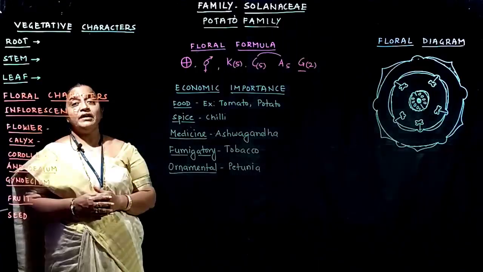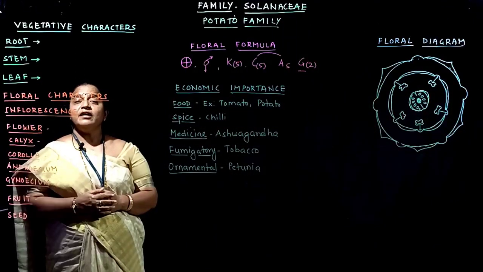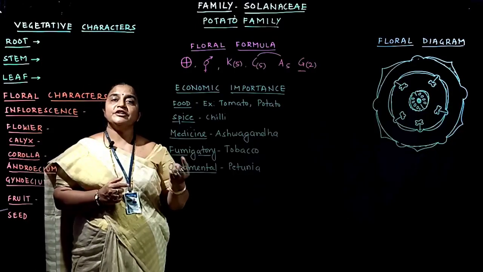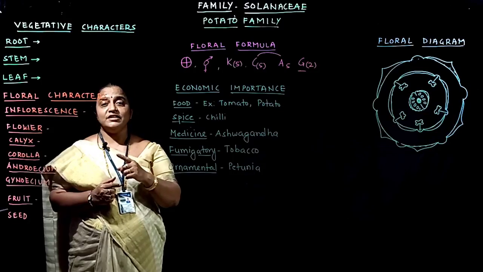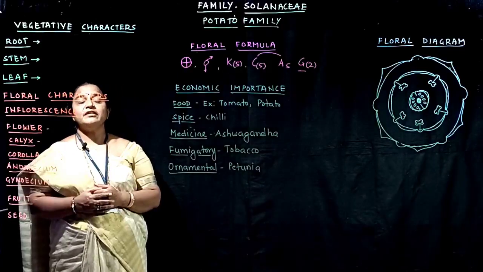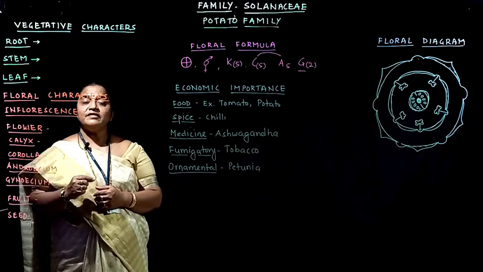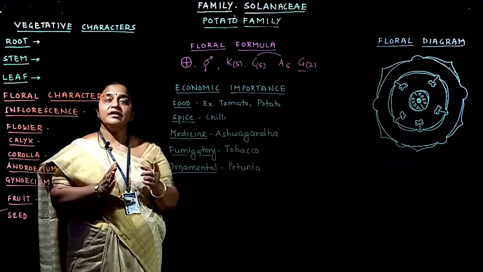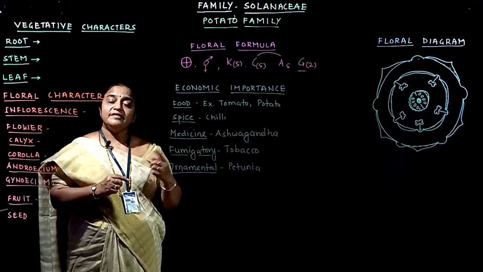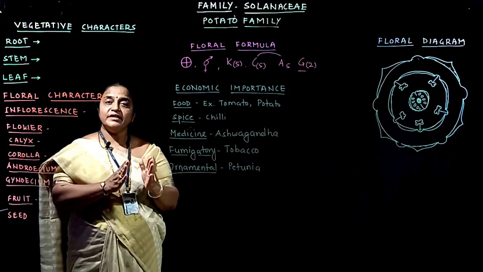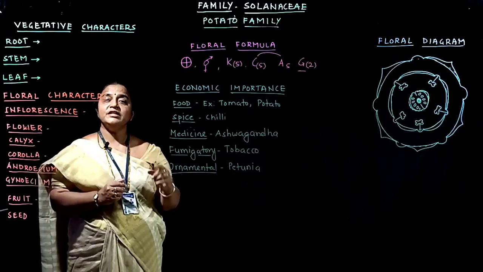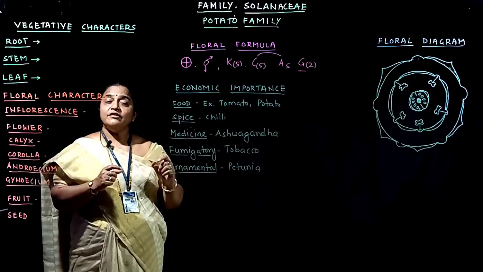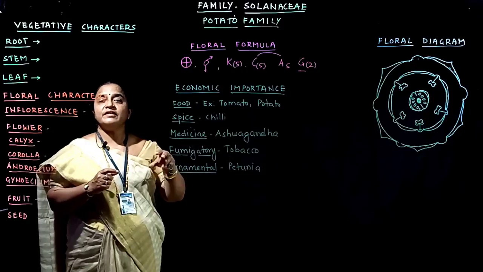Androecium represents the male whorl. The members are stamens, and there are a total of 5 stamens, and each stamen is attached to the petal, so it is epipetalous condition. Gynoecium represents the female reproductive whorl. The members are carpels. There are 2 carpels united, so it is bicarpellary, syncarpous. Due to the syncarpous condition, if you see the ovary in transverse section, it shows 2 locules, so the ovary is bilocular. The placenta is swollen and there are numerous ovules present inside.